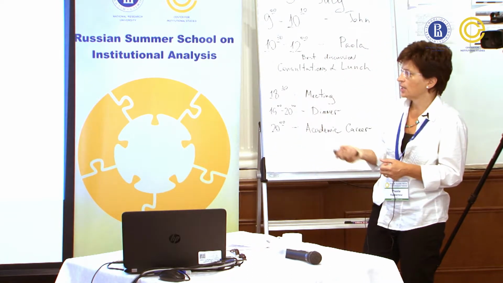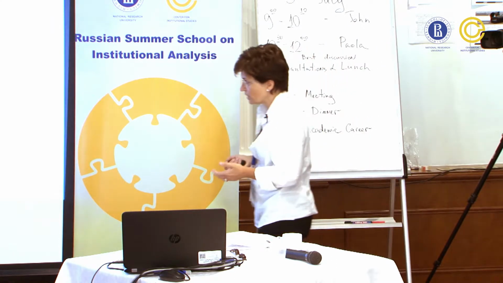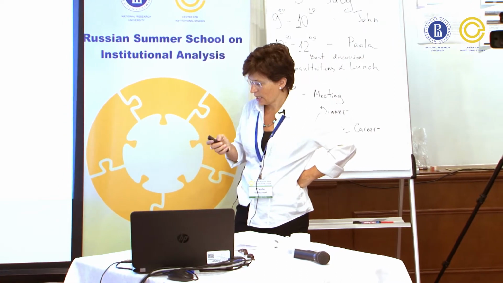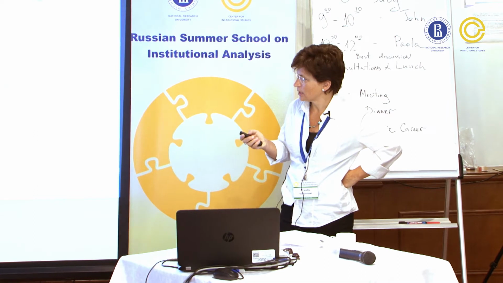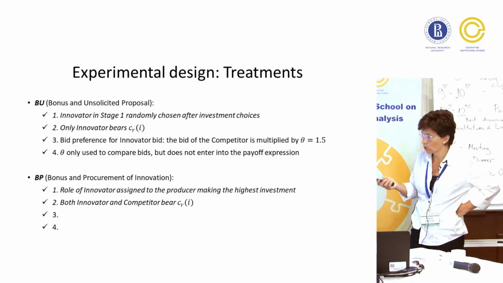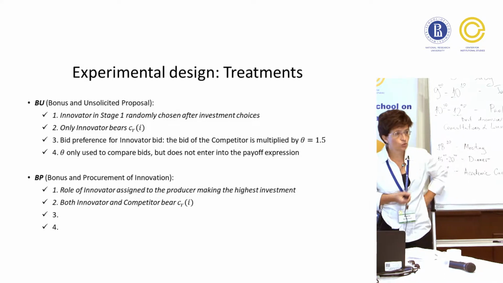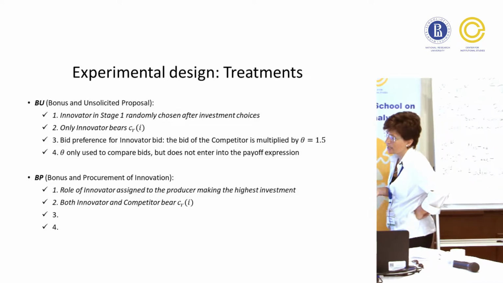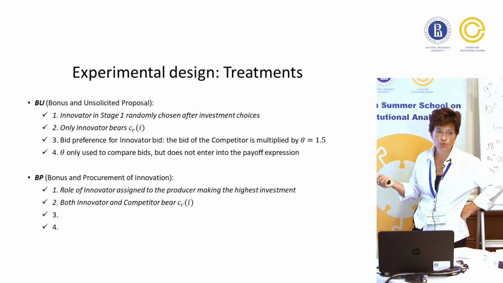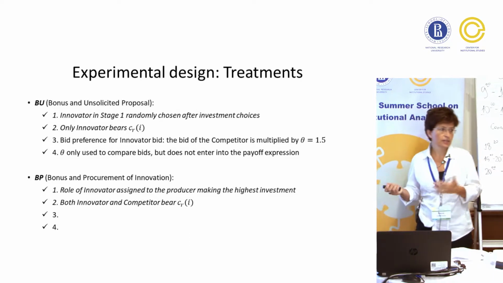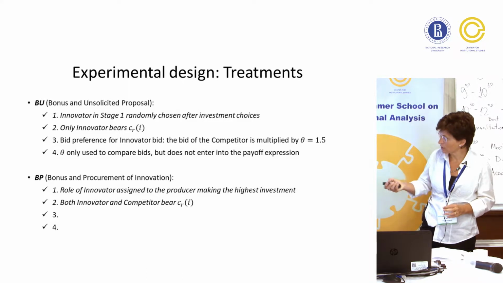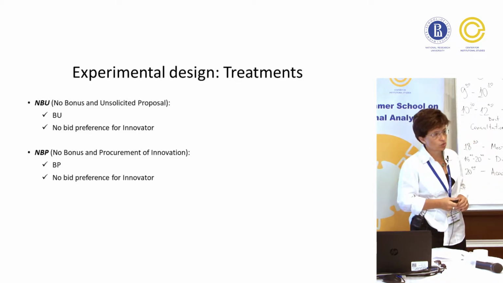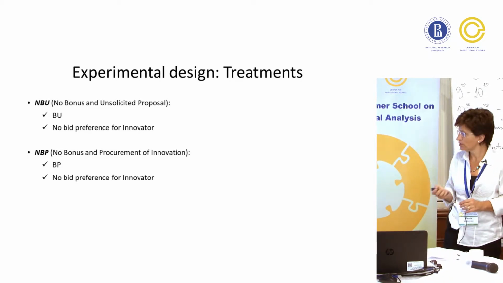So you have this factor which gives an advantage to the innovator over the competitor. And this is with respect to the treatments with the bonus, so with bid preferences. Then we have the two treatments in which there is no bid preference, which are exactly the same with respect to the unsolicited proposal as we saw before. The only point is that the last two steps with respect to the theta obviously are not present. And this is the same for the procurement of innovation treatments.